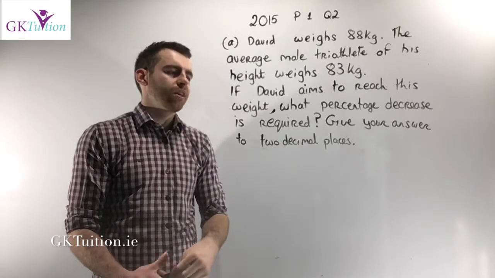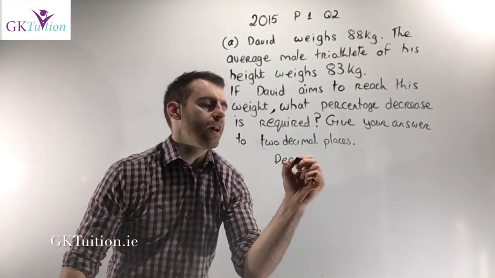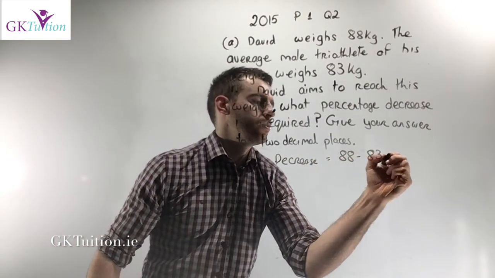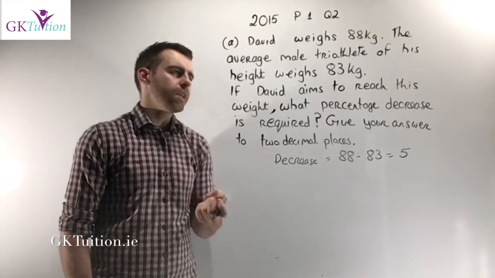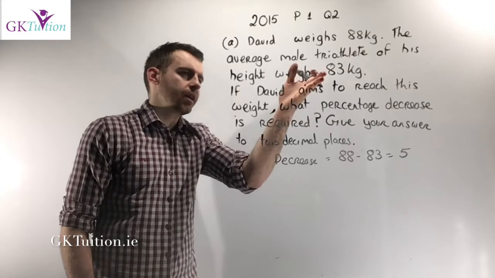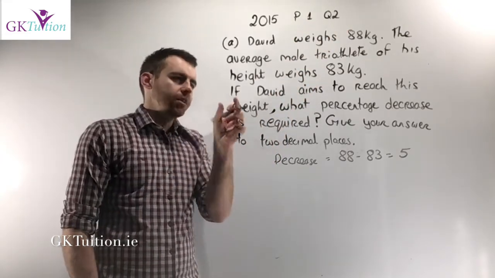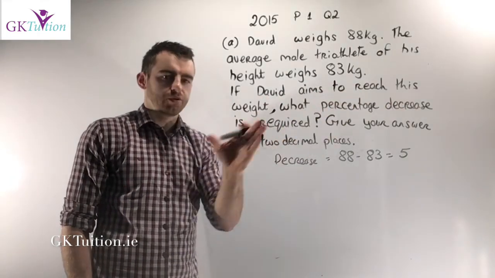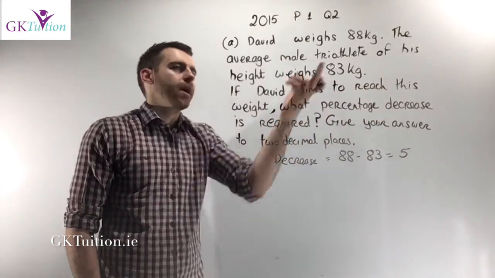So obviously the first thing I need to do is work out the actual decrease. So he currently weighs 88 kilos and he wants to go down to 83 kilos. So in other words, he wants to decrease 5 kilos. That's what he's trying to lose. Now I need to get to 5, but the question is, am I getting 5 as a percentage of 83 or 5 as a percentage of 88? In order to answer that question, the wording is really, really important here. We're looking for the percentage decrease. What percentage decrease? He's decreasing from 88.